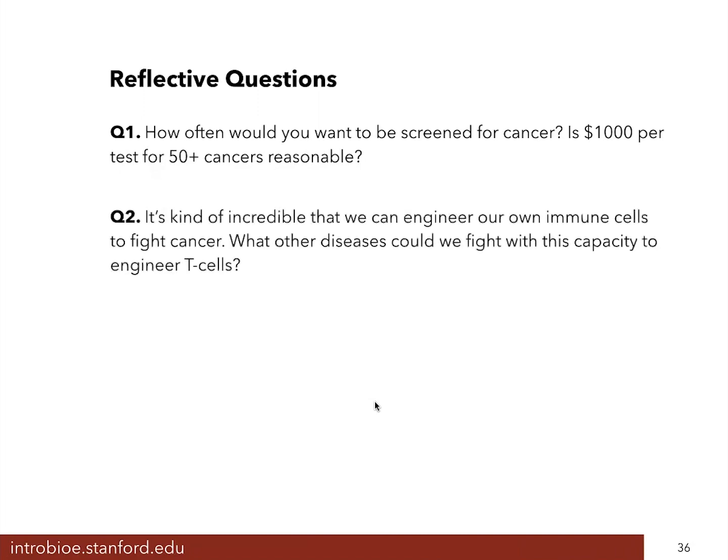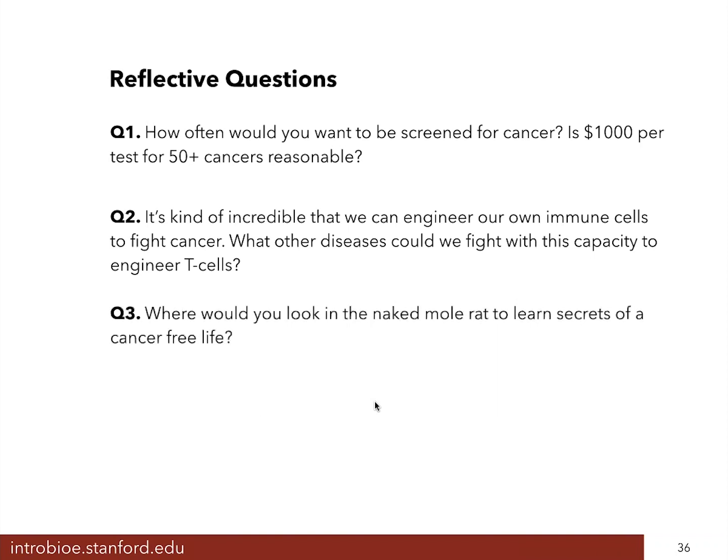I think it's kind of incredible that we can engineer our own immune cells to fight cancer. But what other diseases could we fight with this capacity to engineer T cells, to reprogram them to find something that they wouldn't usually find in your body and just kill it? Where would you look in the naked mole rat to learn the secrets of its cancer-free life? I don't really know the answer to this, but I thought it would be fun for you to contemplate it.